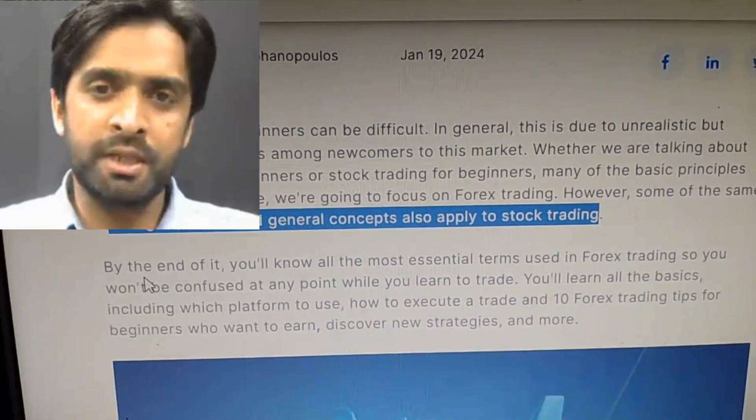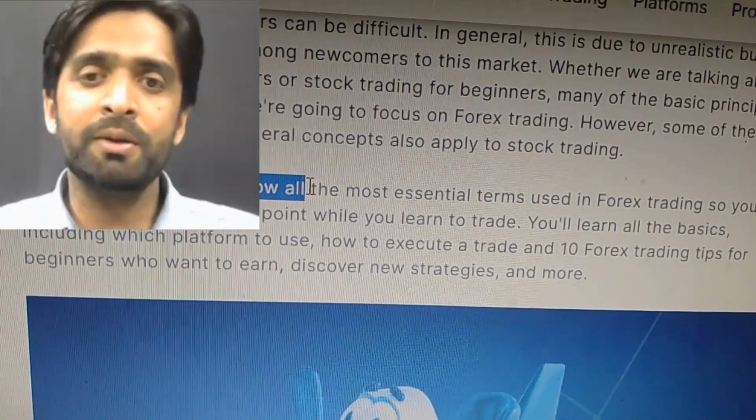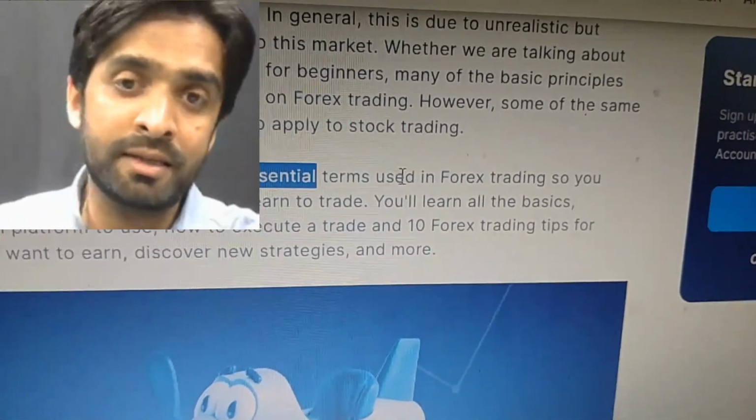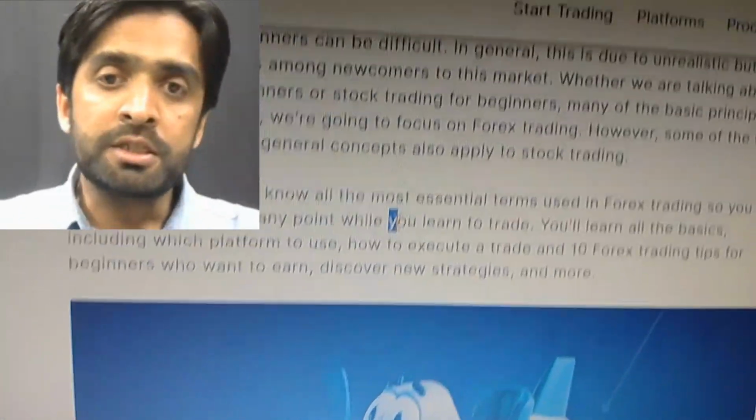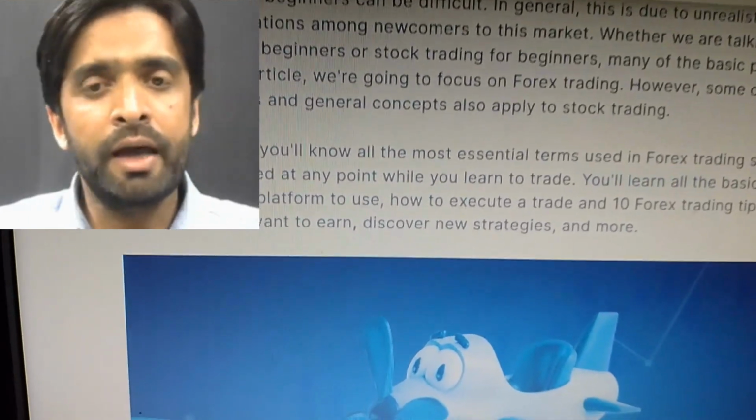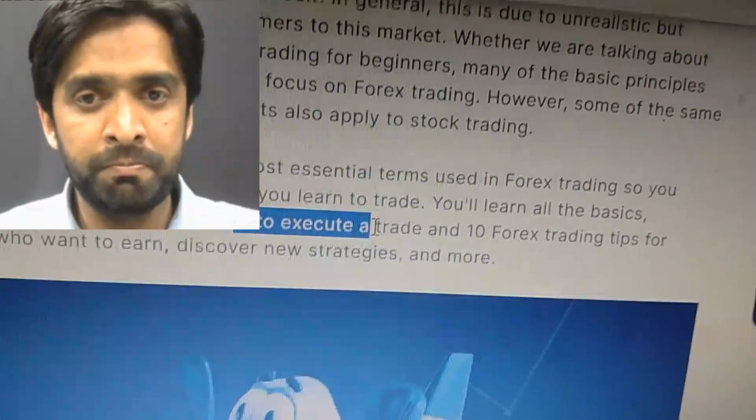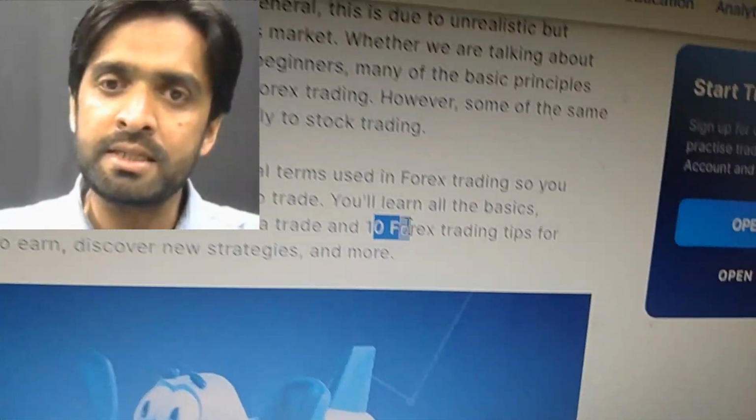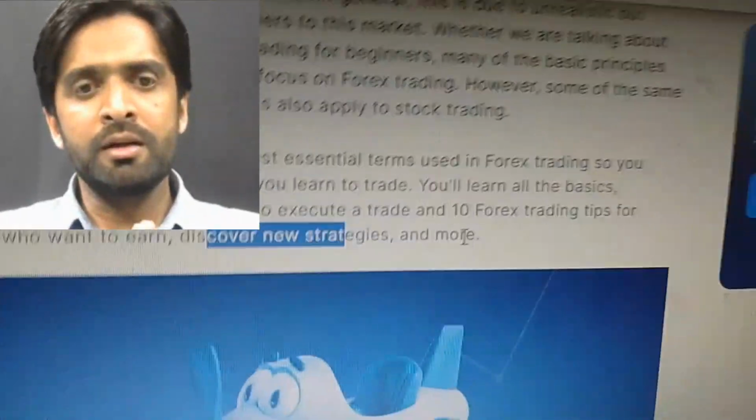By the end of it, you will know all the most essential terms used in forex trading, so you won't be confused at any point while you learn to trade. You will learn all the basics, including which platform to use, how to execute a trade, and 10 forex trading tips for beginners who want to earn, discuss new strategies and more.